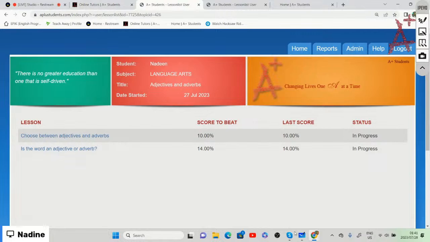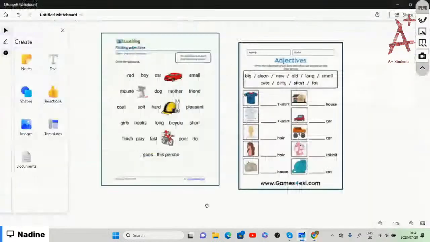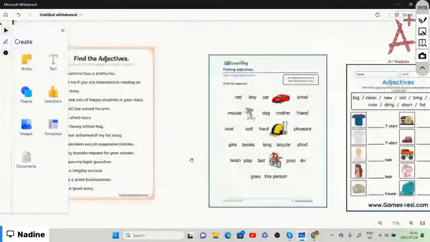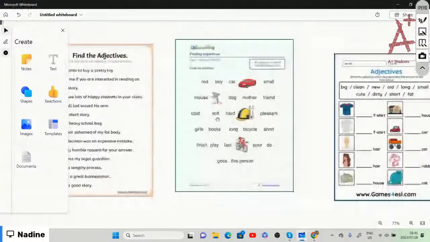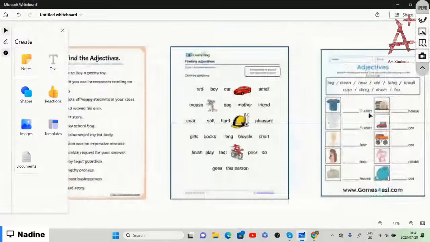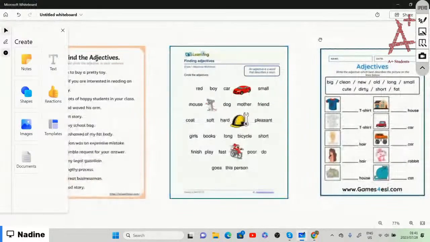All right, so now we are going to do some activities on adjectives and adverbs. If we look at the simplest adjectives, it says an adjective is a word that describes a noun. So if we look at all of these words that we see, we need to try and circle or identify an adjective with all of these pictures or words that we see, right?